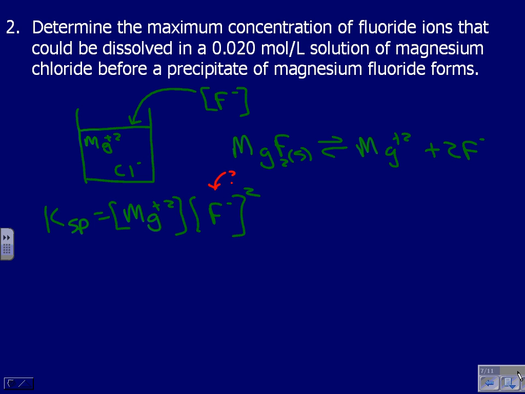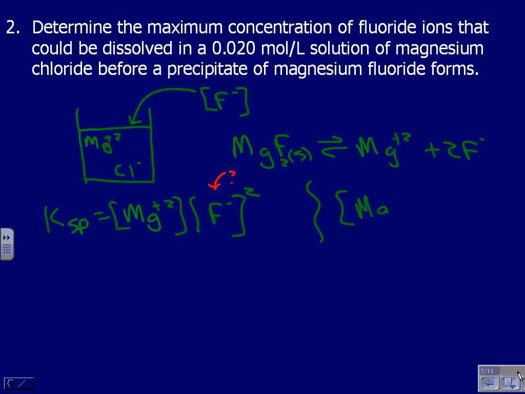I can get a Ksp from the table. I know the magnesium ions from the question. So why don't I just solve for fluoride? That's what we did yesterday. Why it falls under common ion, I'm not sure. Some textbooks put it there. So let's just go ahead and solve it.